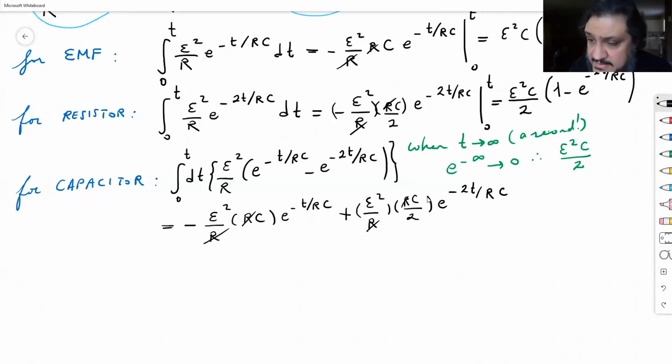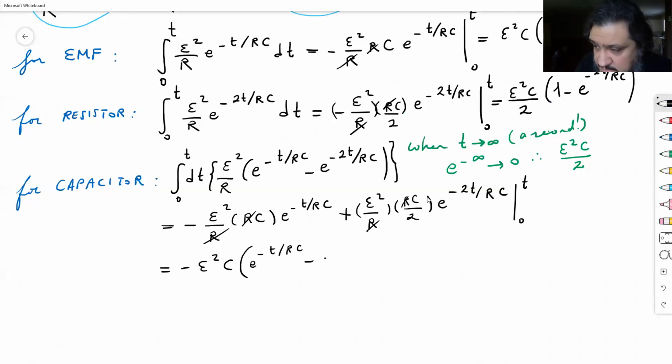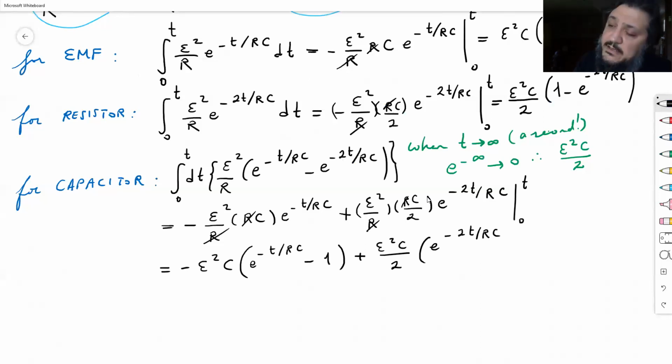All right, and then that's your energy. Oh, limits. Let's plug in the limits, 0 to t. So you will have here negative E squared C e to the negative t over RC minus 1 plus E squared C over 2 e to the power negative 2t over RC minus 1.